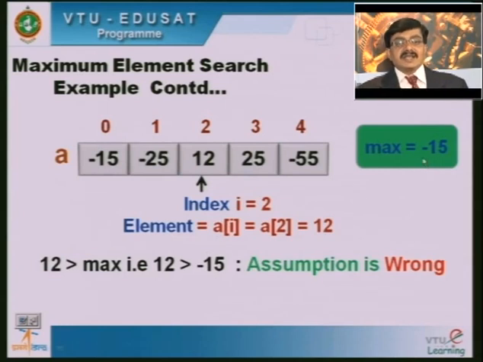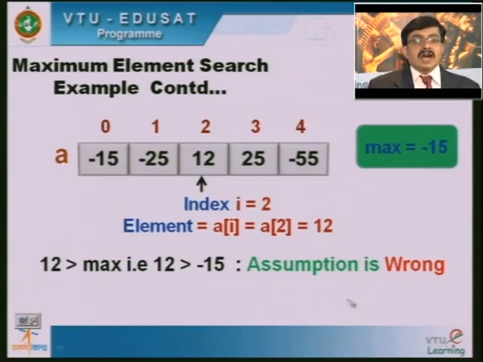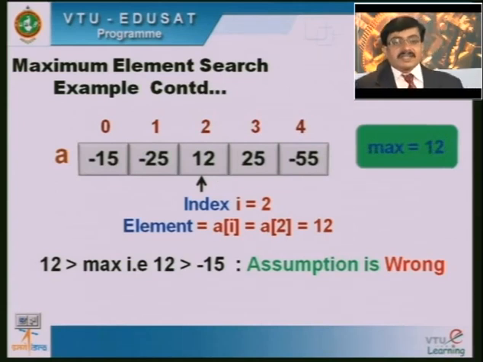Our assumption is that the max value is minus 15 here, and this 12 is greater than this assumed max value. So, we conclude that the assumption is wrong. When the assumption is wrong, we update the max value to the current value, whichever we are getting as the maximum element. So, after this we will be updating it as max value is equal to 12. Now, we go for the next element.